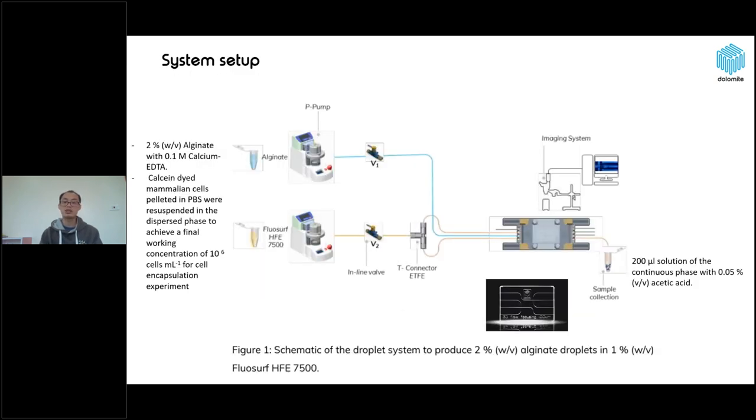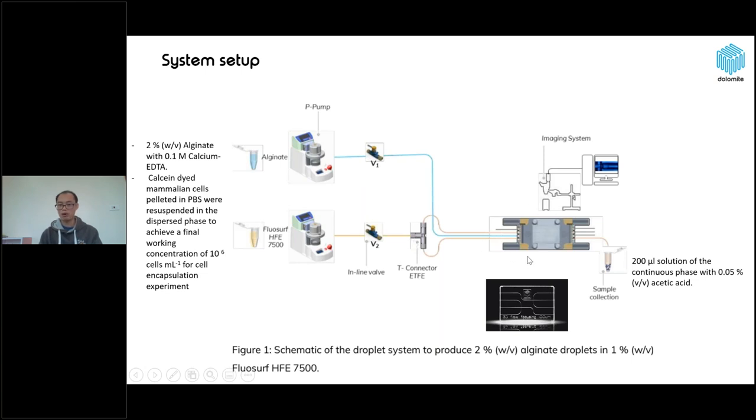In the system setup, basically we need two pumps. One pump will pump the alginate, 2% alginate with 0.1 molar strontium EDTA, as the droplet phase. And the second pump will pump the fluorosurfactant in HFE 7500 as the continuous phase.